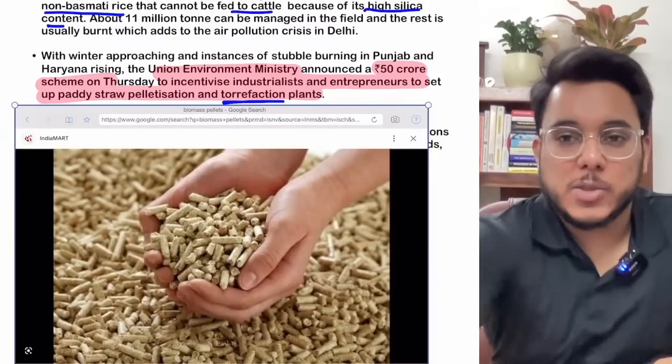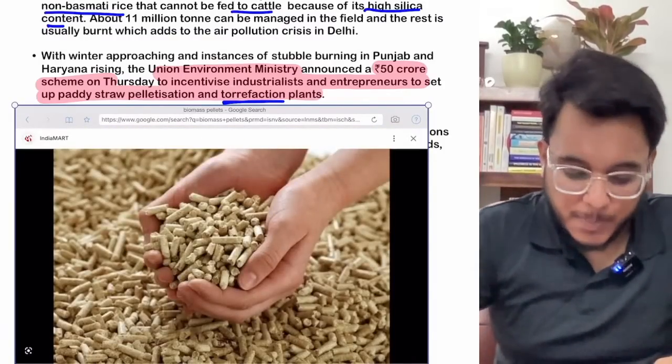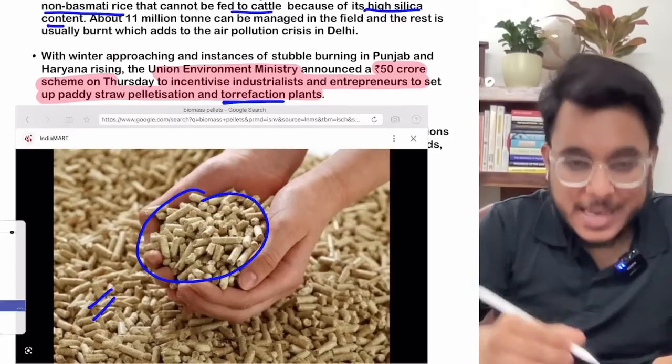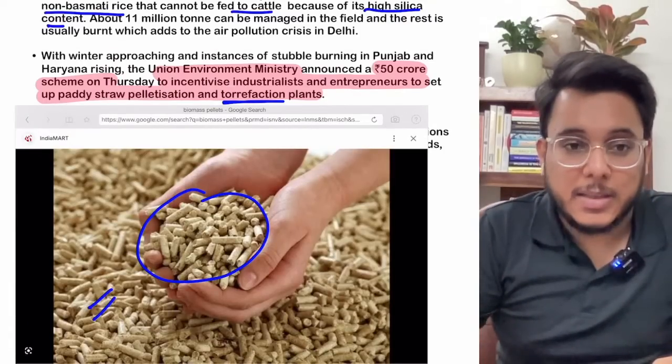Okay, you see this thing. Here you can see these are the biomass pellets. Now these biomass pellets are made from paddy.